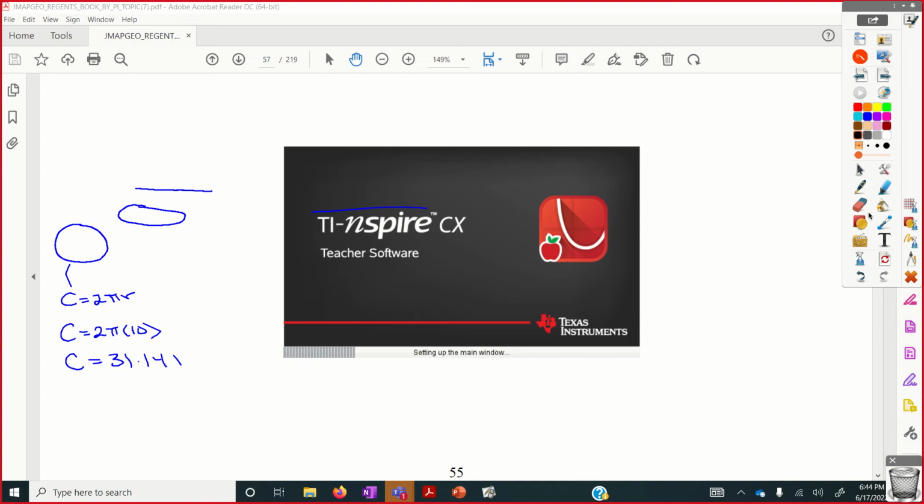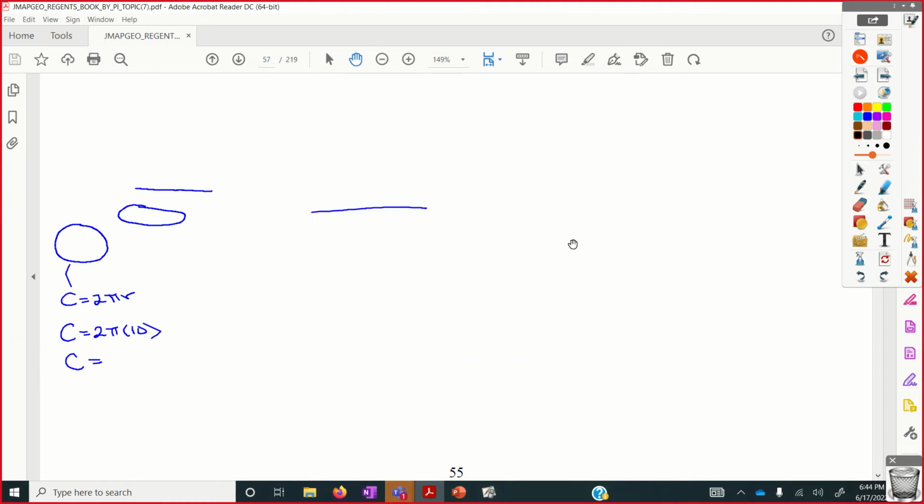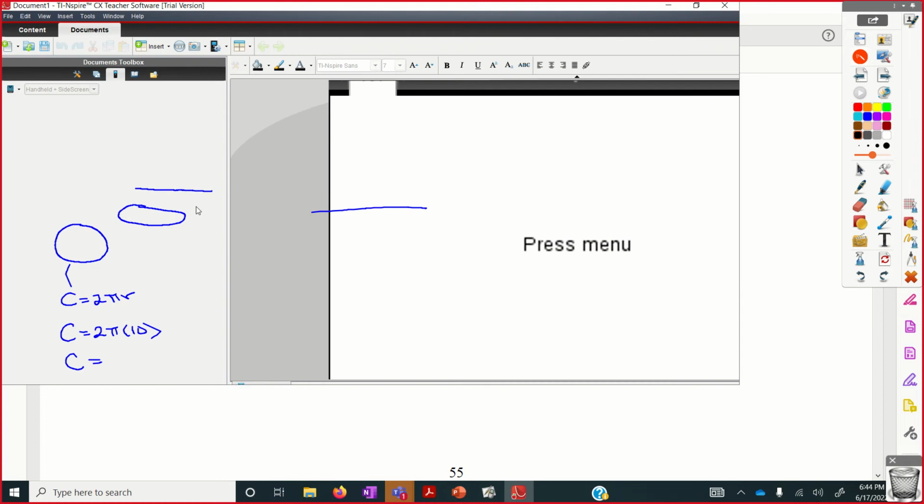I don't know if it's 31.141. That's why I'm waiting for the calculator to load here. You're just going to multiply 2 pi r. Oh, it's 20 pi. Did we do that wrong in the last question, didn't we? It'd be 62 something. Where is the calculator? There it is.